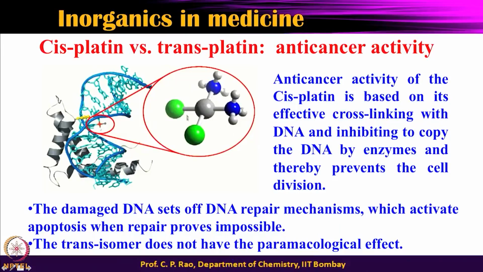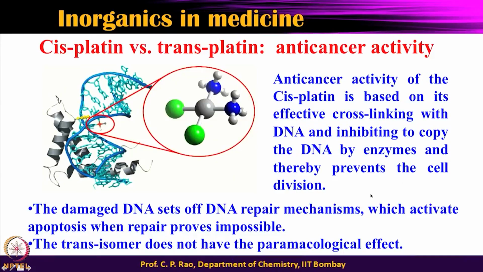Cisplatin has these 2 chlorides here, and these 2 chlorides get ionized in the bloodstream, in the cell, and are replaced by water ligands. It is then attacked at the guanine rich region, where the N7 of one guanine will bind, and the N7 of another guanine will bind here, displacing the 2 water molecules, prior to that the chlorides. And why not trans? Trans cannot form intra-strand, it can form inter-strand because there are 2 chlorides on both sides.